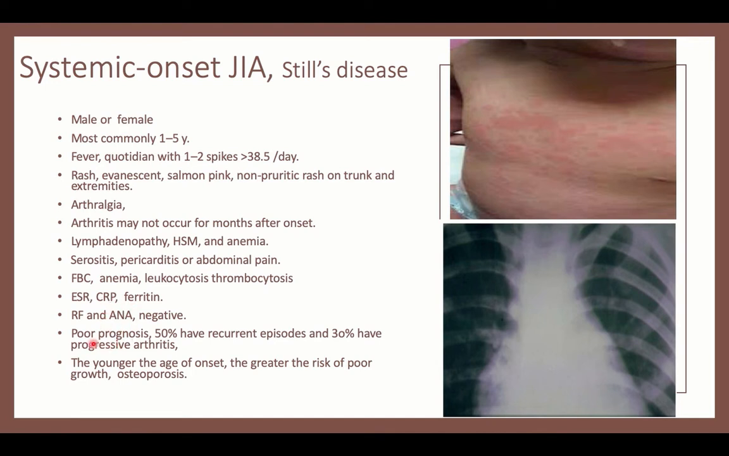Usually this disease has a poor prognosis, especially in younger ages. The younger the age of onset, the greater the risk of poor growth and osteoporosis. 50% may have recurrent episodes, and a third of cases have progressive arthritis later on. This is Still's disease, or the systemic-onset JIA.